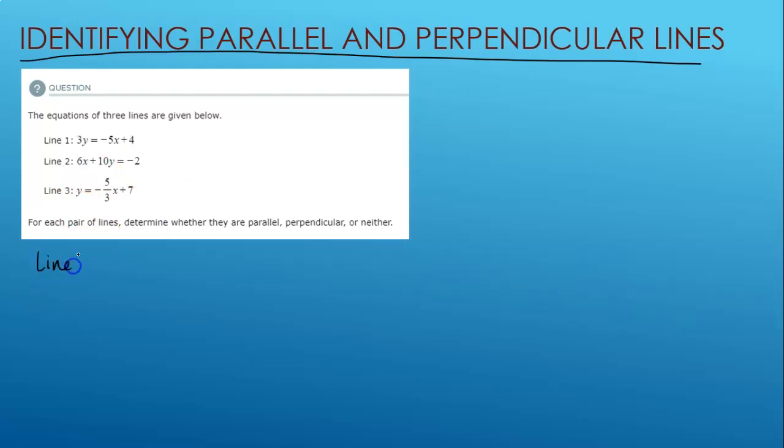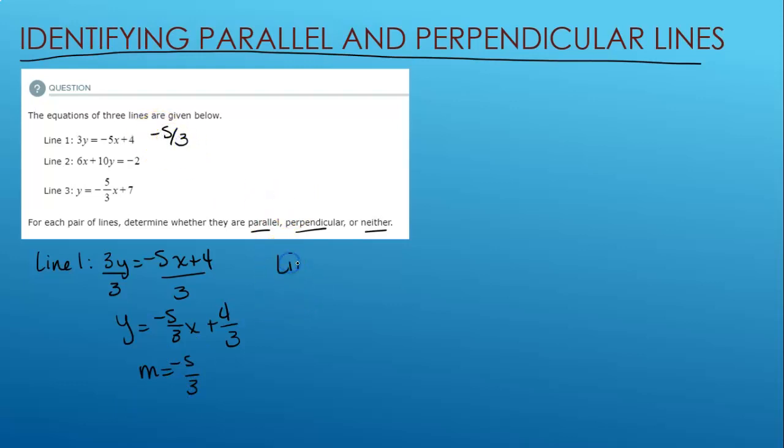So for line 1, this is not in slope-intercept form, so we have some work to do. We're going to divide both sides by 3, so y equals negative 5/3 x plus 4/3. And if I'm worried about parallel, perpendicular, or neither, I need the slope. I don't care about the y-intercept. So the slope of line 1 is negative 5/3.